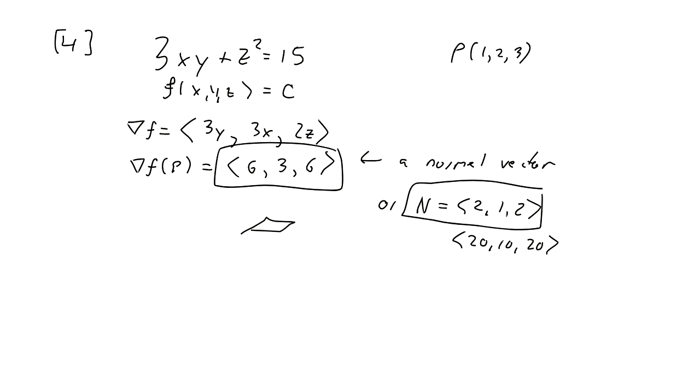Yeah, if you have a normal vector and you double its length, then that's still going to be a normal vector. So I'm going to use 2, 1, 2 since it has no common factors. It'll be easier to work with. By the way, this was the answer to part A.